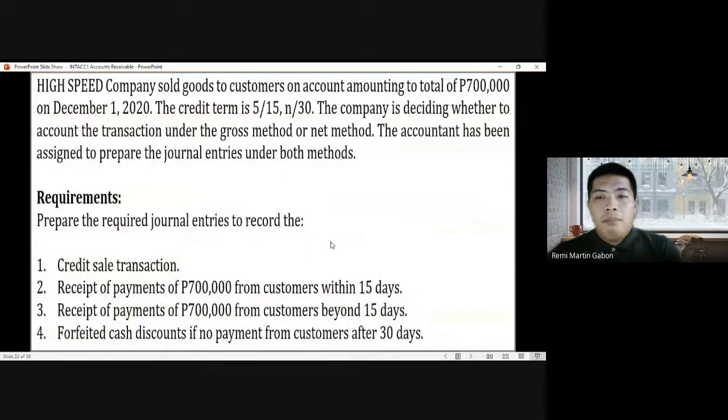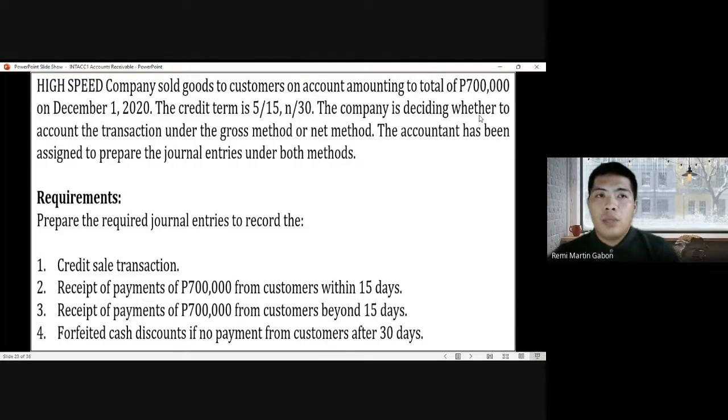So let us have this example. High-speed company sold goods to customers on account, so meaning credit basis, amounting to 700,000, December 31, 2020. The credit term is 15 and 30. Ibig sabihin, the customer can avail 5% cash discount if payment is made within 15 days. But beyond 15 days and within 30 days, no discount tayong ma-avail niya. Okay? So within 15 days lang yung availment ng 5%.